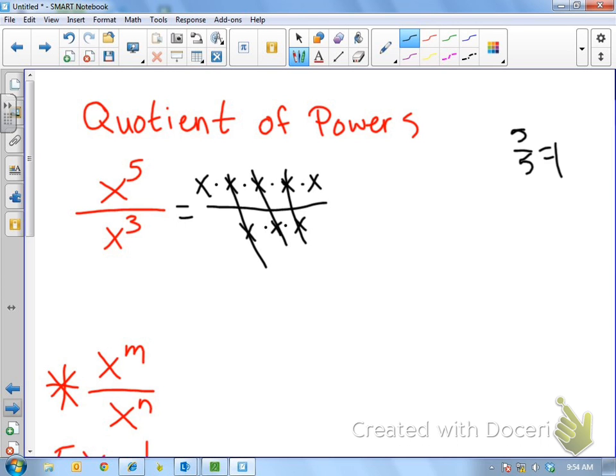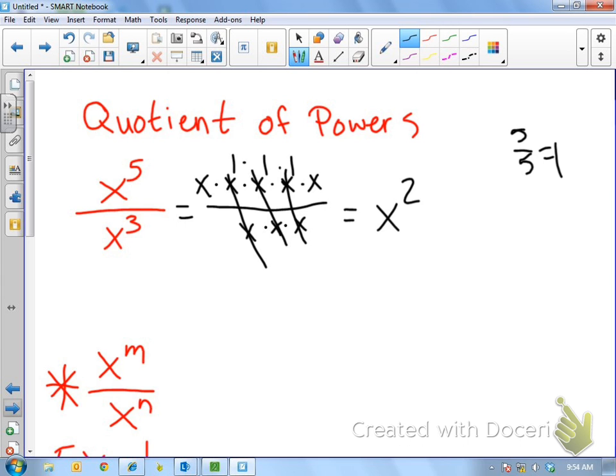In this case, I don't have to write the 1 in, because if I wrote a 1 in, since we're multiplying, it would just leave whatever else we have in the multiplication problem. So how many x's do we have left? 2.